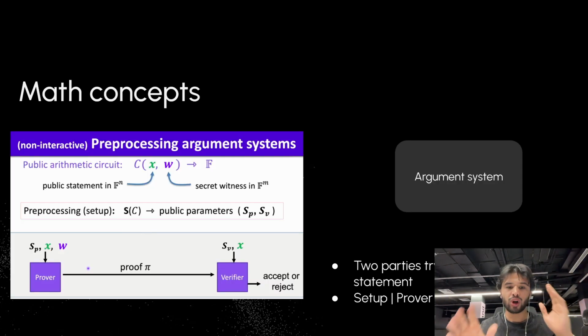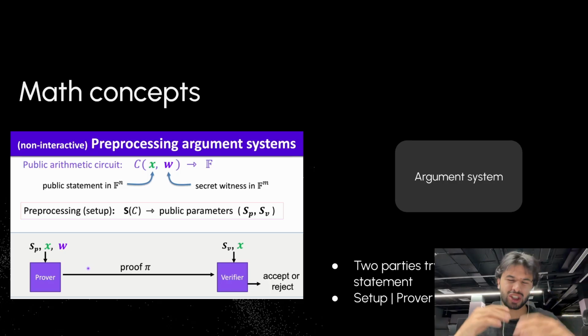Another mathematical concept is argument systems. An argument system is two parties trying to prove a statement, one party to another party. In our context, it's going to be a non-interactive argument system. This is what's used in SNARK. So we're going to have a setup process which helps us generate public parameters, which are going to be used by the prover and by the verifier as well.